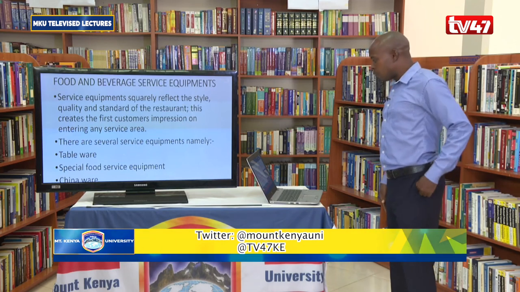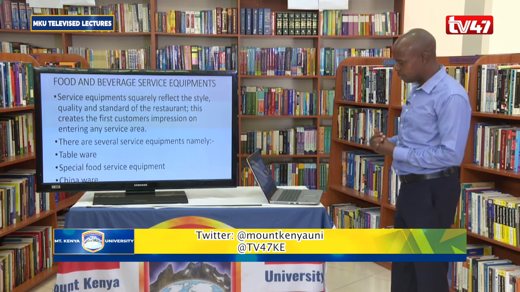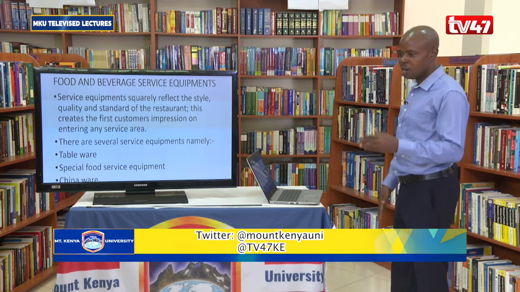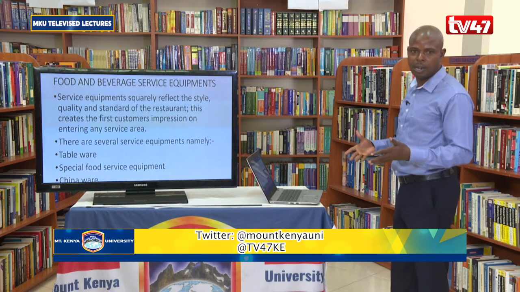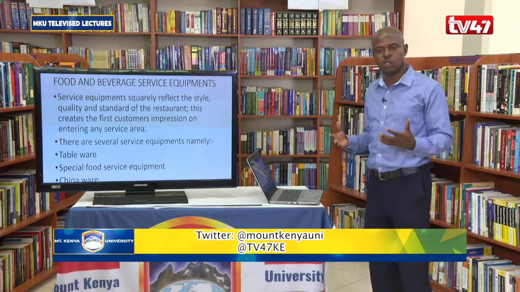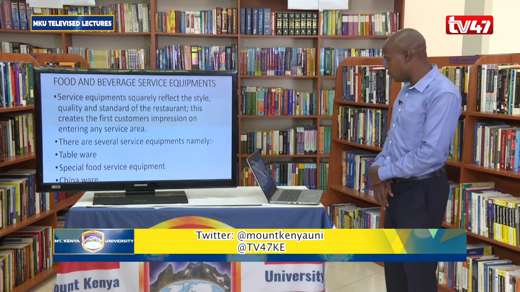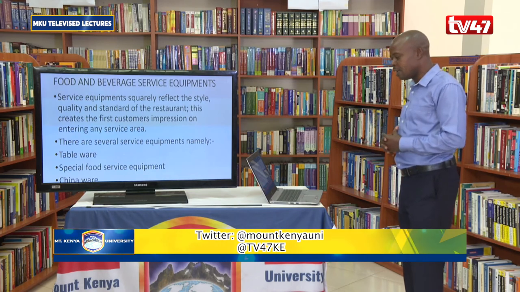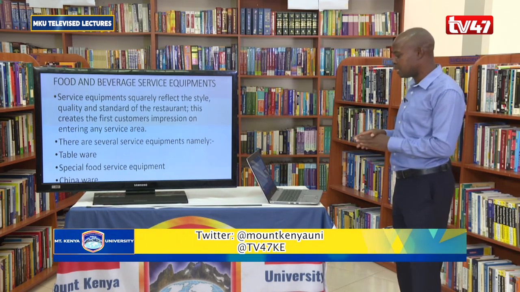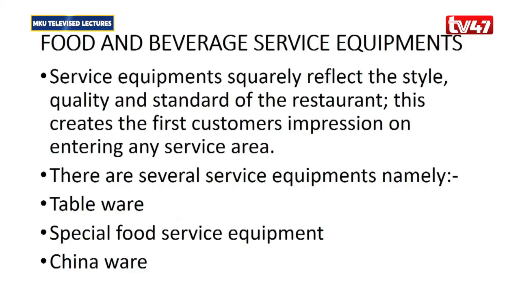Now let us look at food and beverage equipment. We have service equipment. As I said, we have to prepare food, then we cook food, then finally we serve food. And when we are serving food, we also have to know the equipment that needs to be used for service of food. Service equipment squarely reflects the style, quality, and standard of the restaurant. This creates the first customer impression on entering a service area.